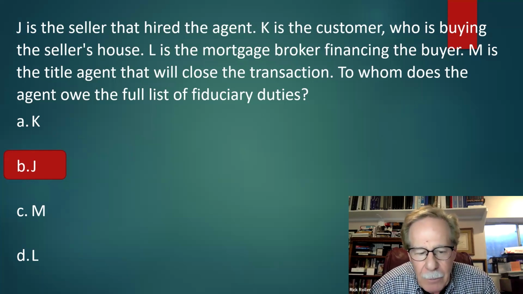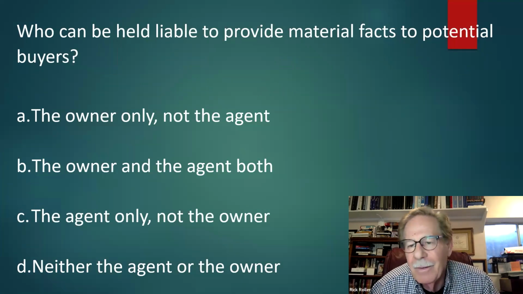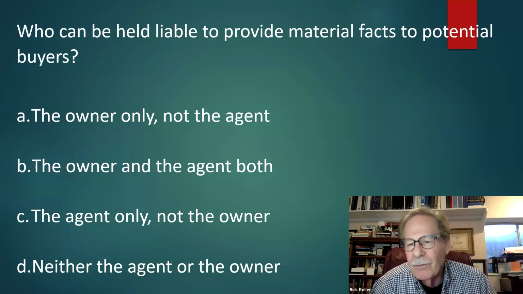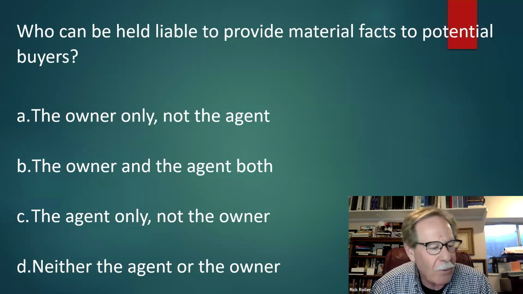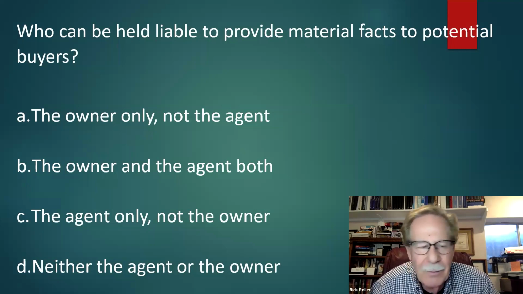Okay. All right. So next one. The next question says, who can be held liable to provide material facts to potential buyers? The owner only and not the agent. Hey, whatever you know that is a material fact, it's got to be disclosed. Like previously we had a question where the property was haunted. Well, we have a law in Utah that says that stigmatized properties like that, that's not a material fact. So you don't have to reveal the fact there's a permanent resident ghost.